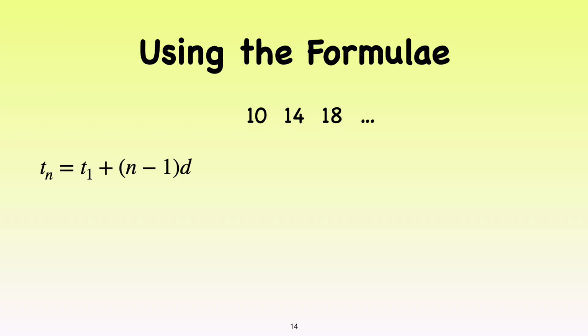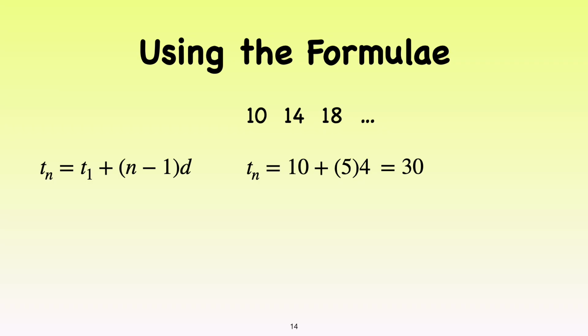Well, what's the difference between the terms again? 4. So to the first term, which is 10, we will add 6 minus 1, or 5 differences of 4. That would be 20. So the 6th term is 30.